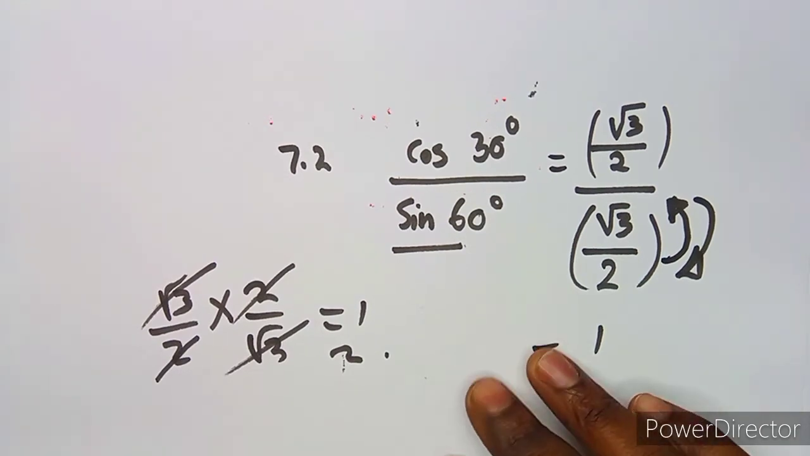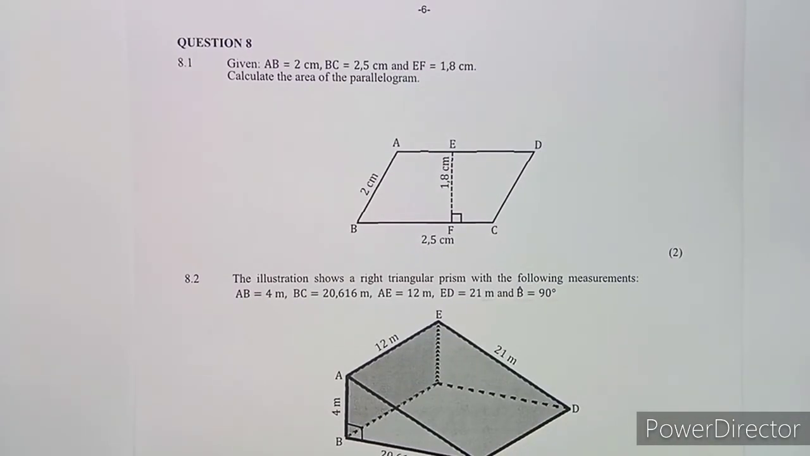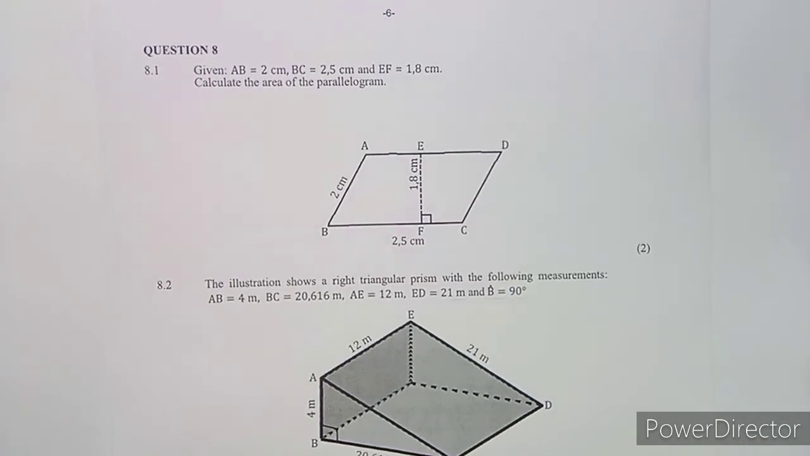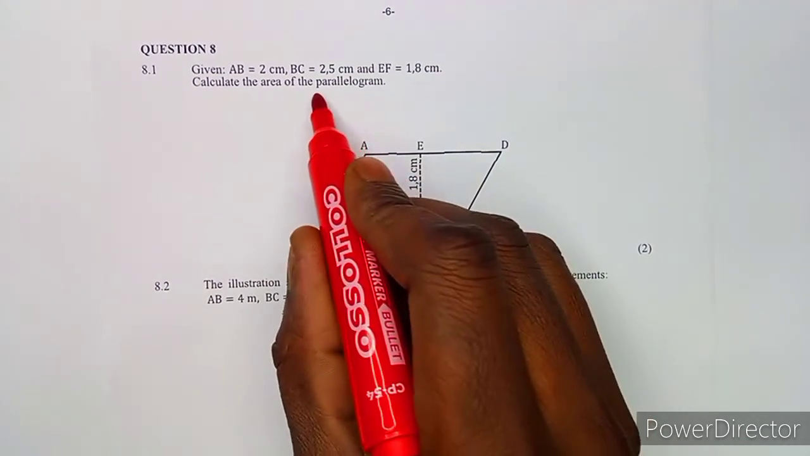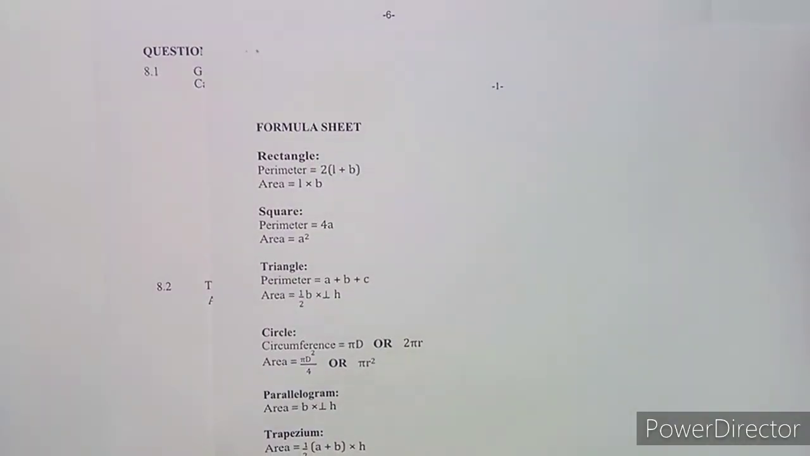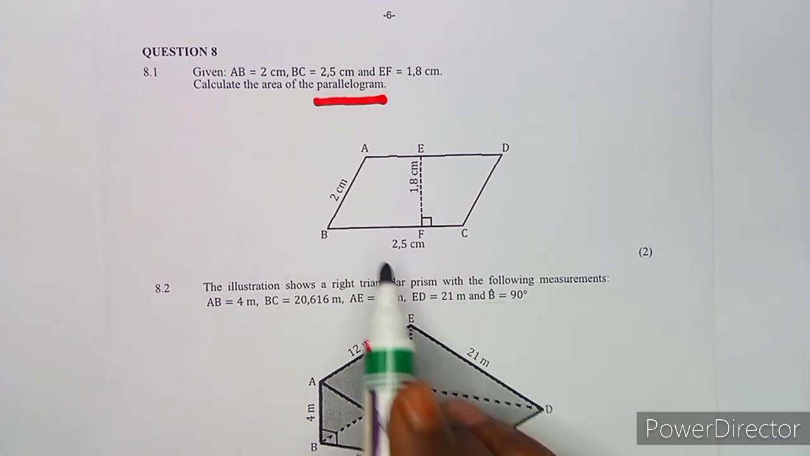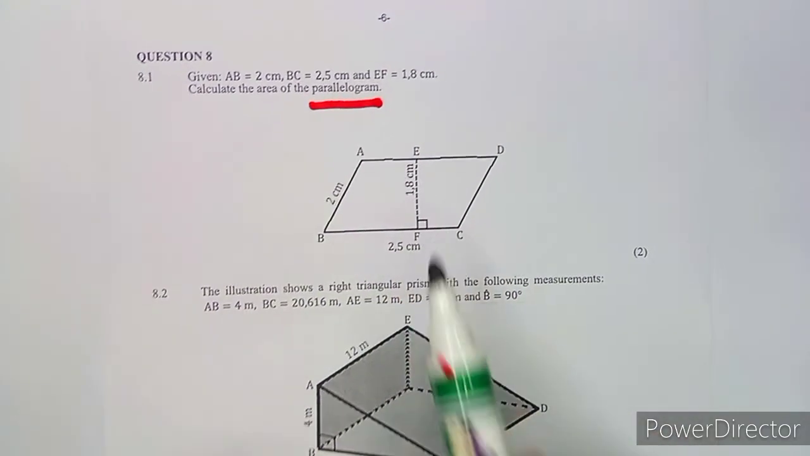And let us see the other question, question 8, where we're given the dimensions of a parallelogram. Take note, this is a parallelogram. Calculate the area of the parallelogram. Always, guys, for these ones, you'll be given the formulas. The area of a parallelogram is base times perpendicular height. In this case, you've got the base 2,5 and the height here, which is 1,8.